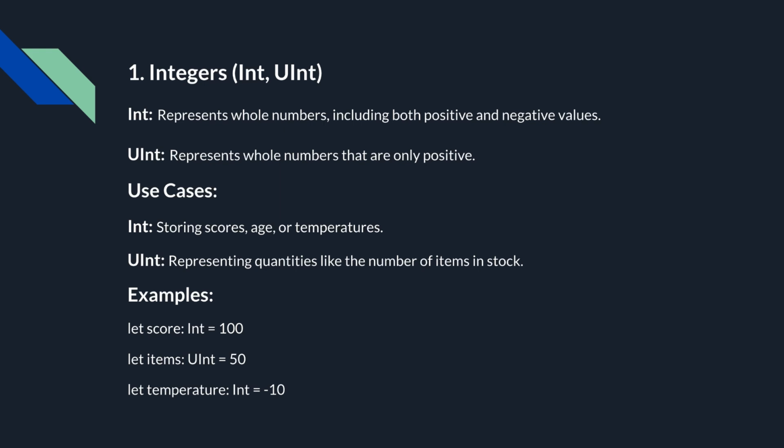Items is an unsigned integer used to store only positive values. Temperature is an integer storing a negative value. By understanding and using integers correctly, you can make your code more precise and error-free.